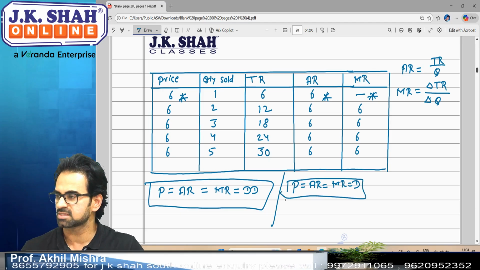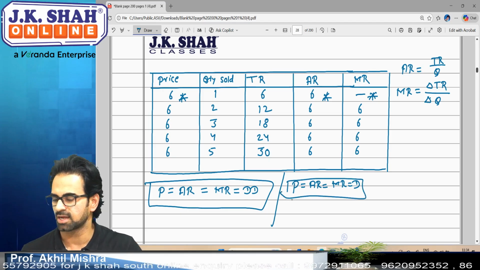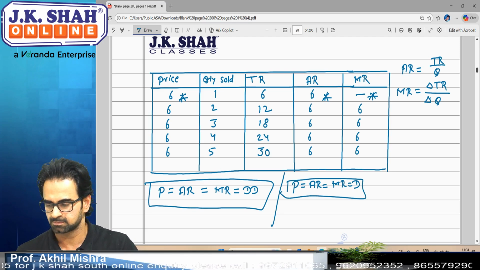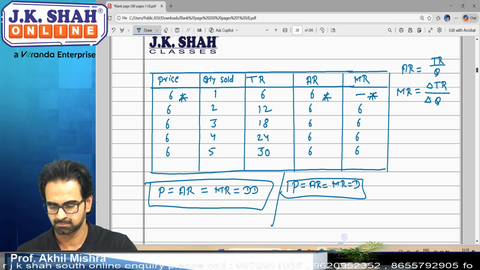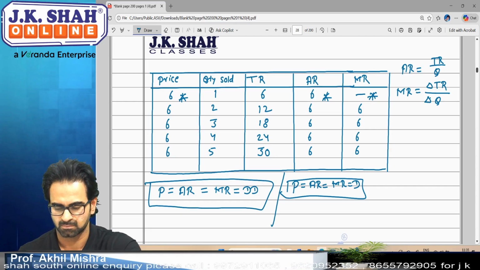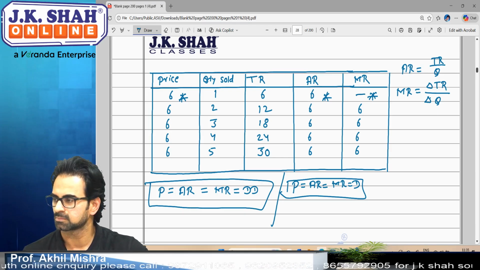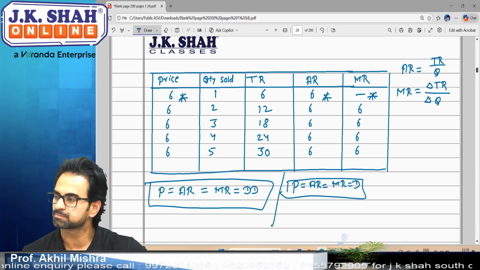Would you like to copy this table? Because after this, we're going to go for the diagram. Elevator, scroll up.